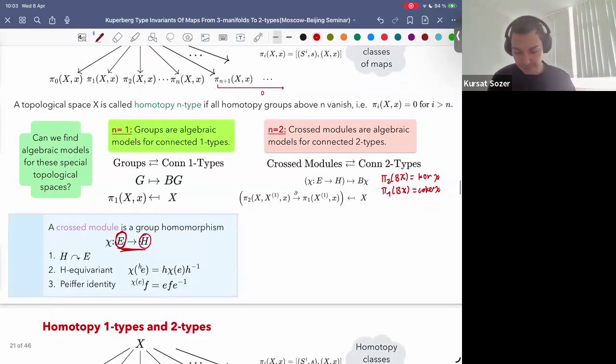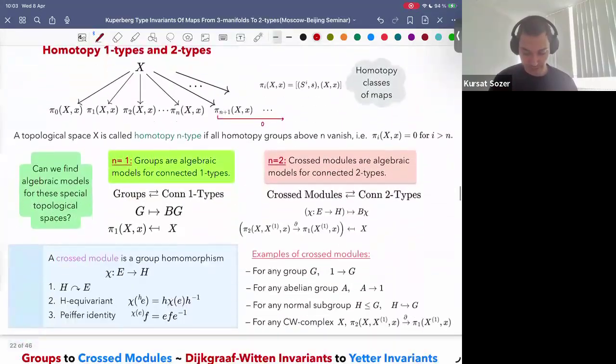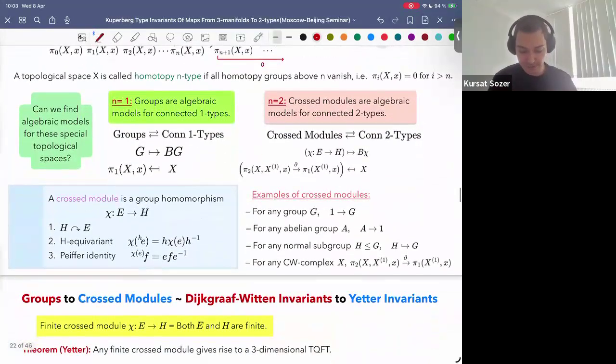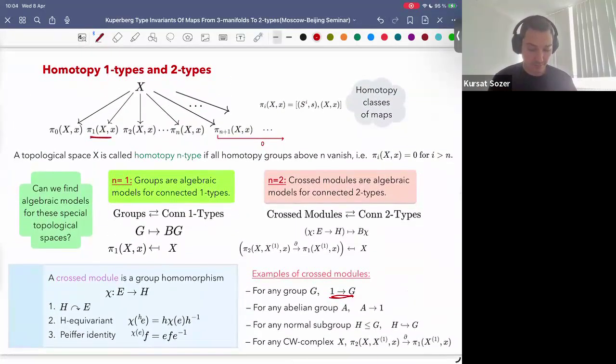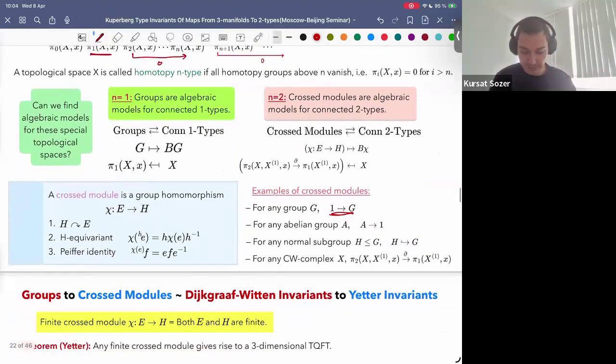Okay? In a similar way, when we take a connected 2-type, we derive an associated crossed module, and these are equivalences of categories. An example is that for any group, this is a crossed module. Because remember, if you have a 1-type, the rest of them are just 0. So this implies a 1-type is a 2-type. So in fact a 2-type is a 3-type and a 5-type, because it already satisfies the condition to be a higher type. So this is in fact an embedding of groups into crossed modules.